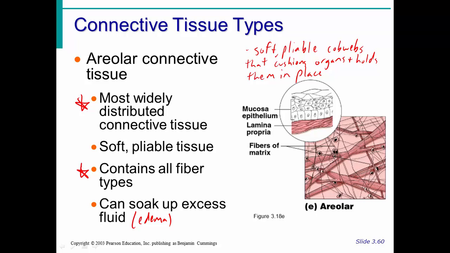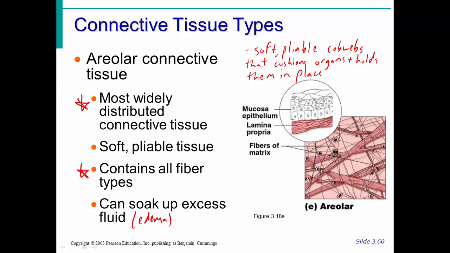They're really pliable. They are all strewn about your entire body. They soak up leaky fluid, so after the exchange between blood, capillaries, and cells that we talked about with diffusion and active transport and cell membrane and all those different things, the areolar tissue will soak up that fluid and deliver that fluid back to the lymphatic system. It is the most widely distributed connective tissue, so it's everywhere throughout the body. It contains all fiber types.